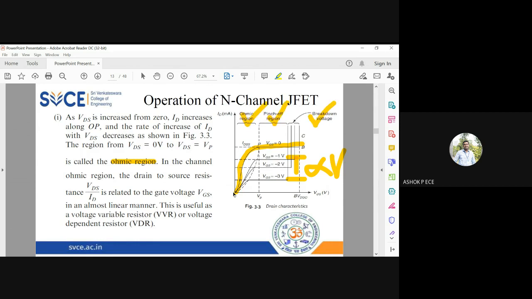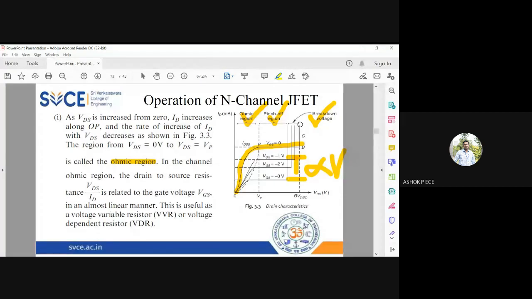In the ohmic region it will be increasing. It is not constant, it is varying. Okay, after pinch off happens, the current will be constant, because the channel is pinched off. The depletion regions are meeting. So constant current will be flowing through my device.